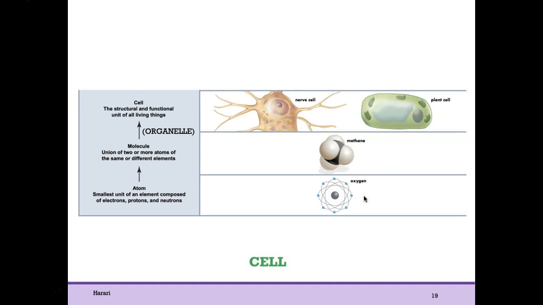Molecules then make up organelles. This is not shown in this picture over here, but they make up organelles, which are structures that are found in cells. And cells, this is the first level of life. So molecules are not alive. Organelles are not alive. A cell is alive. So a cell is the first and simplest level of living organization, so to speak. Right? It's the structural and functional unit of all living things.